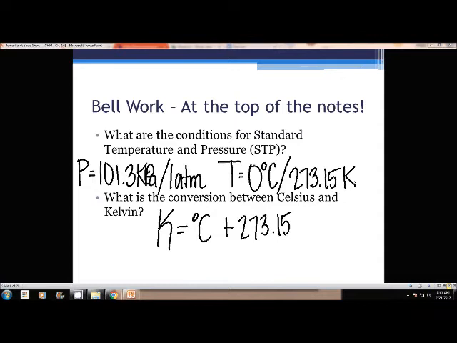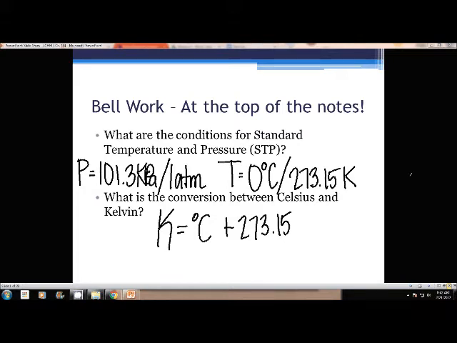Okay, so if you ever see STP, then that means that you're going to use this information. Anytime we use temperature this chapter, you're going to be given it either in Celsius or Kelvin. If it's in Celsius, you have to convert it to Kelvin. So there, we put the equation for you on the front.